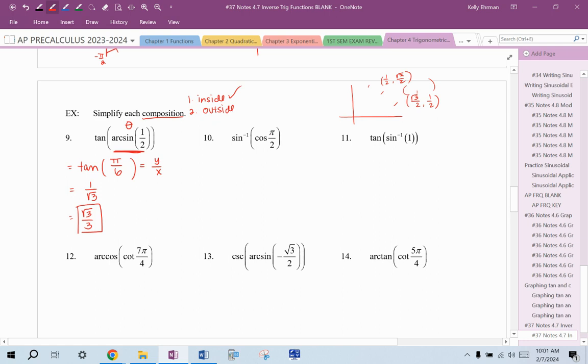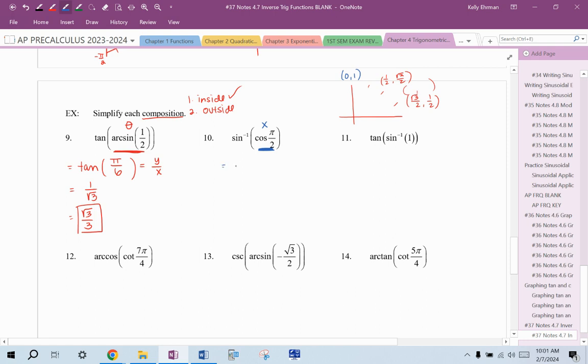Now we're using the opposite thought process here. So still start on the inside. This is not inverse trig though. This is a speed quiz question. What's the cosine of pi over 2? So remind yourself, you're looking for the x value at pi over 2. The x value is 0.